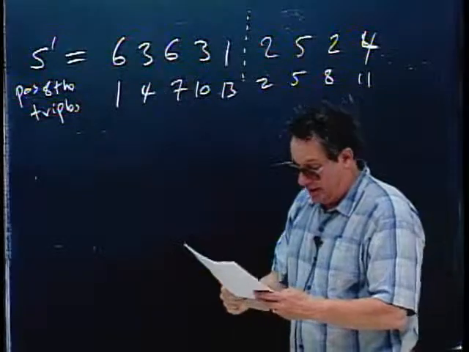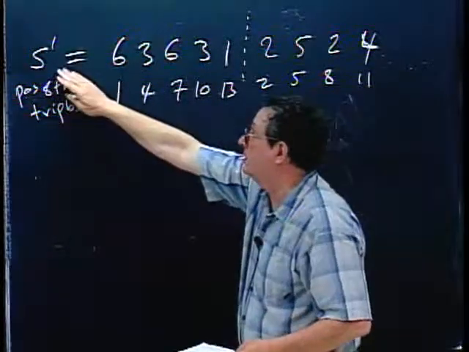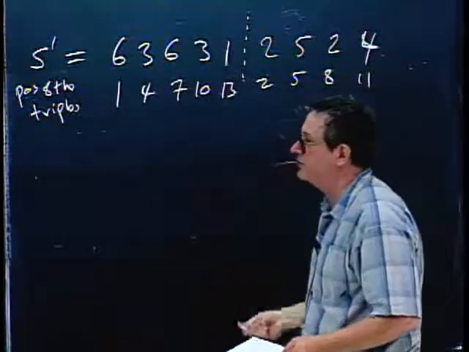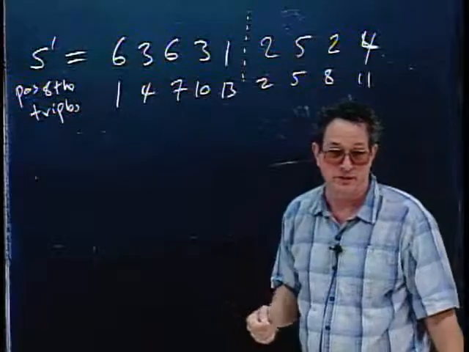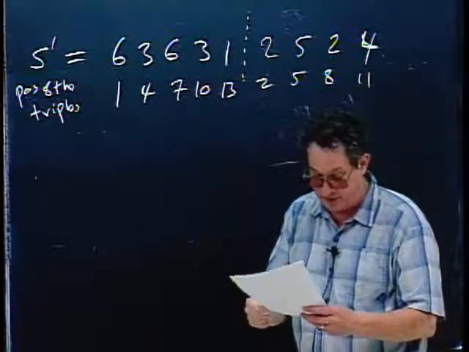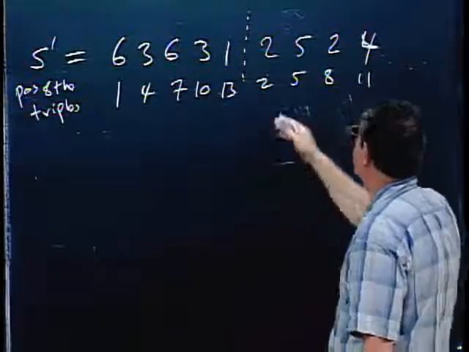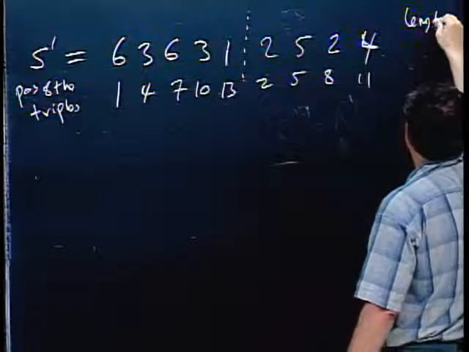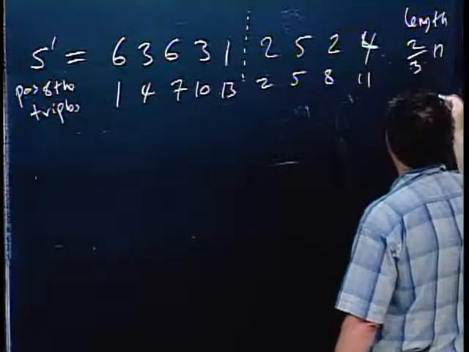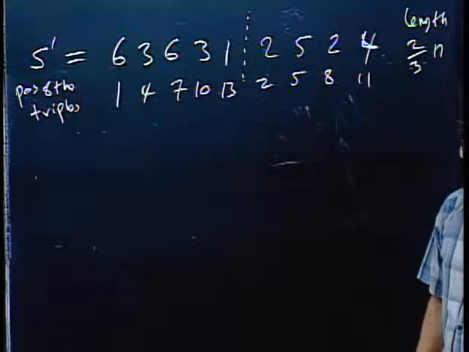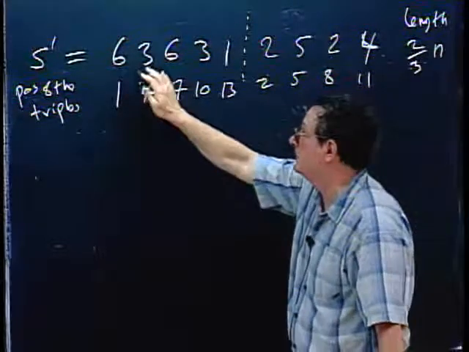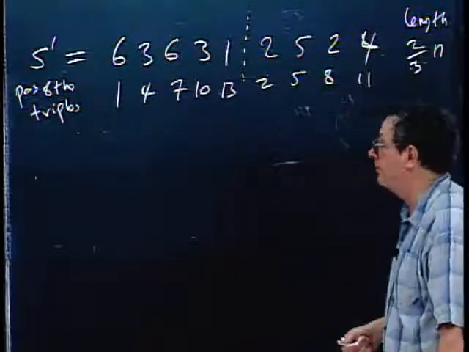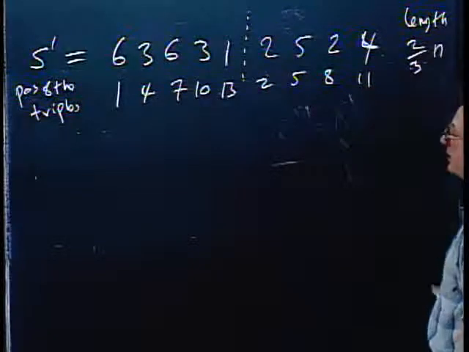Okay? All right. And then we have this funny string S prime, which is some reflection of S, because it came from these rank numbers, which came from S. And what's the length of this string? It's about 2/3 n. The original string was length n, and this is about 2/3 n, because we have one number here for each position that's 1 mod 3 or 2 mod 3.